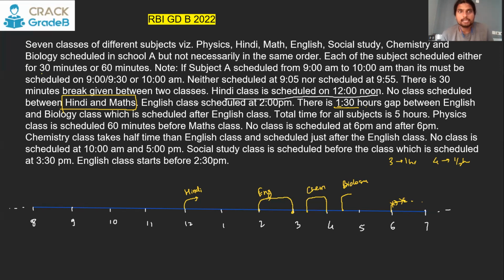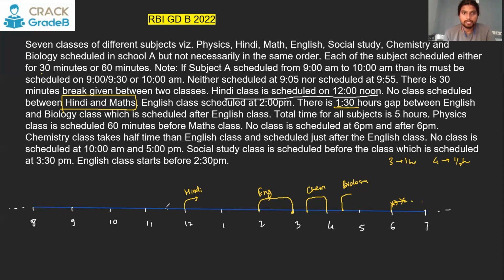Now we know no class is scheduled between Hindi and maths. So Hindi getting over at 12:30, maths at 1 to 1:30 is possible. So let's keep that part also on hold. Physics class is scheduled 60 minutes before maths class. But now that is not possible, because if Hindi gets over at 12:30 and maths starts at 1, then physics is 60 minutes before maths. If maths starts at 1, physics should start at 12. That is not possible. That means maths is before Hindi.